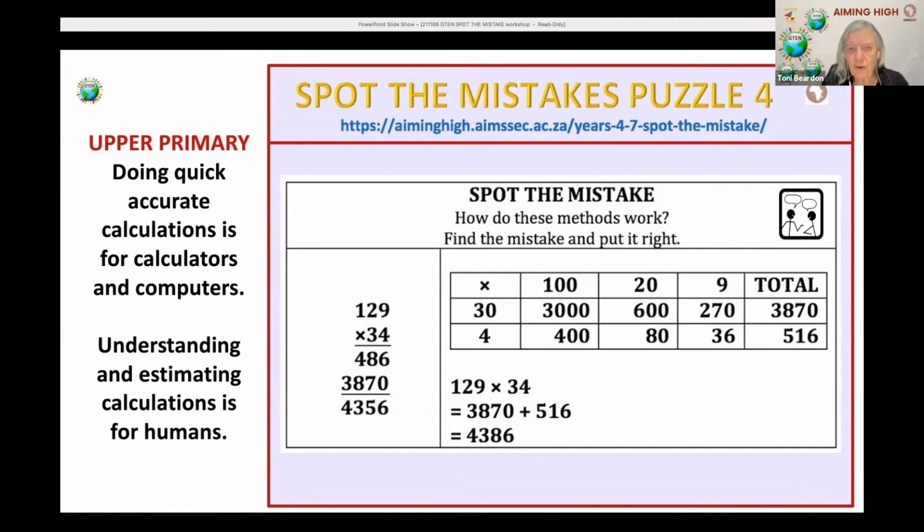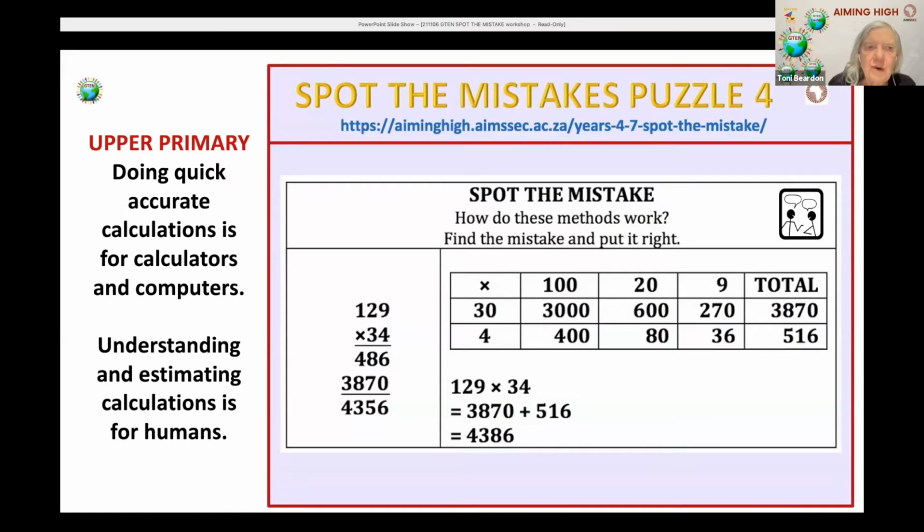And is 4,386 the right answer? That looks okay. So again, it must be the algorithm that's wrong on the left. So somebody in the chat just now said that 129 times 4 is 516. So it's the 486 they've got wrong there. And again, they've got 4 9s are 36, and they've not carried that 3. They've just said 4 12s are 48, haven't they? I think that seems likely.